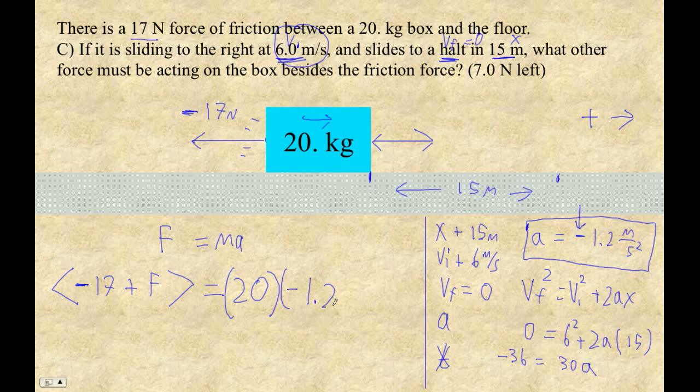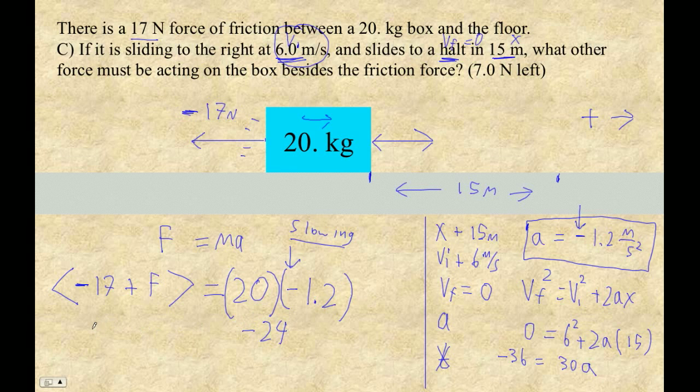So notice, this is a beautiful moment. I mean, if the hair on your arms is standing up, right? The positive-negative system that we use for our kinematics also is used in our dynamics. That's why this is such a beautiful example. So it's slowing down, right? That's why that's negative. This is negative because it's to the left. We're sliding right, friction is to the left. So what's 20 times negative 1.2? It's negative 24.